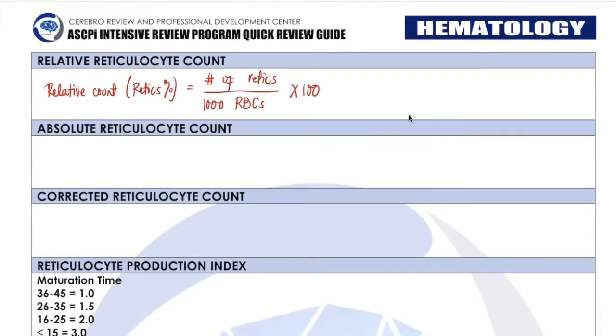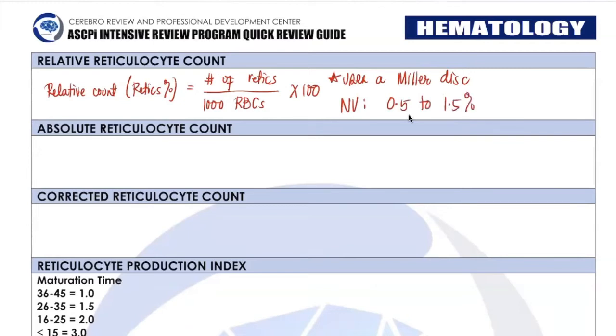So this particular counting uses a Miller disc. In order for you not to literally count 1,000 RBCs, gumagamit tayo ng Miller disc in order to hasten this particular procedure. Okay, so what is the normal value for the relative reticulocyte count? That is 0.5 to 1.5%.